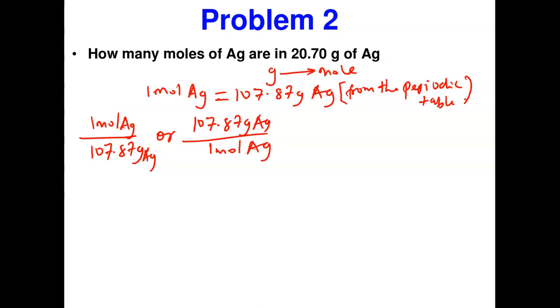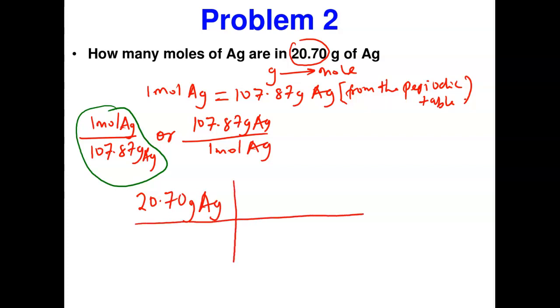Now, however, I'm going from grams to mole. What it means is that my mole has to be on top. So using this will be the correct thing at this point in time, and that is what I'm going to use. So I start. Again, you can draw a table. You don't have to. I'm going to start from the given. What are we given? 20.70 grams of silver.